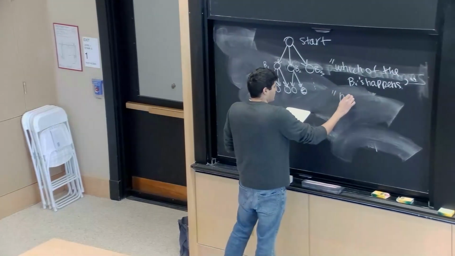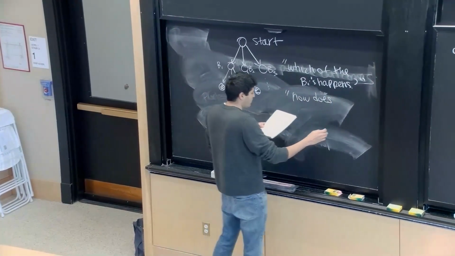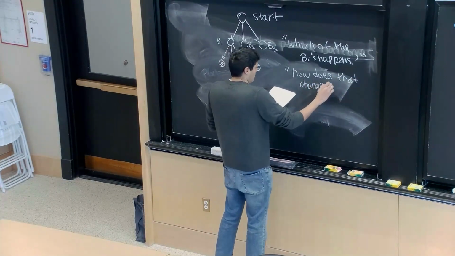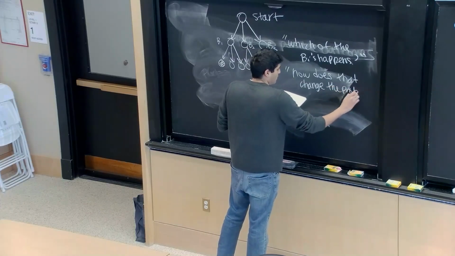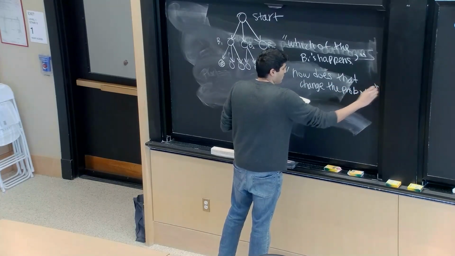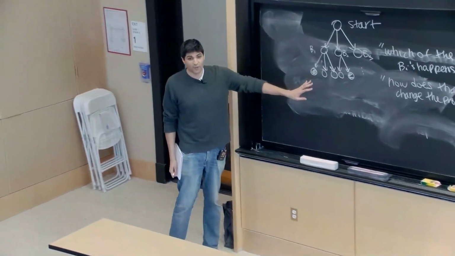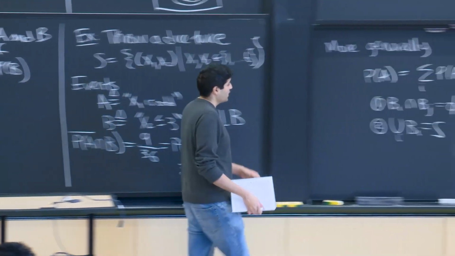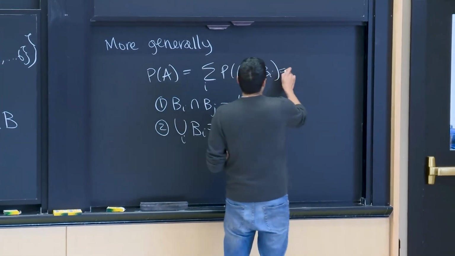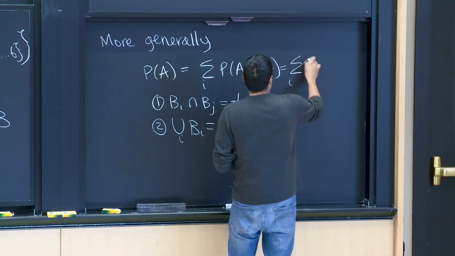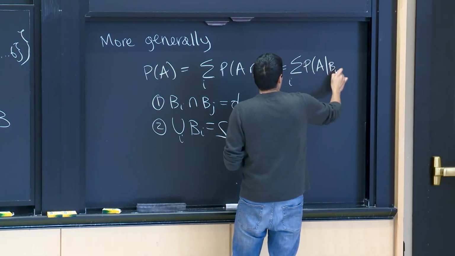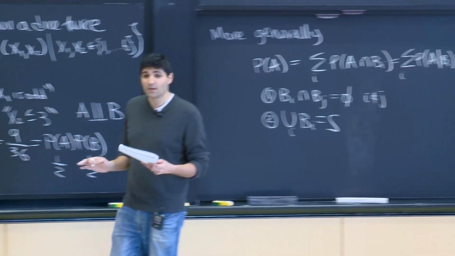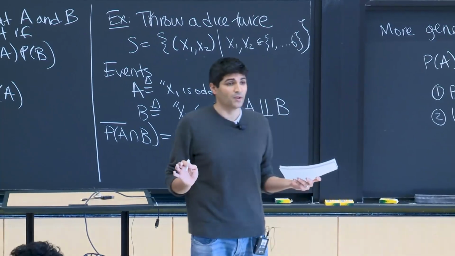And then what I can ask is, how does knowing that BI happens change the probability of A? So this is a nice way to visualize it, right? Because what's going on in here is you can write it out instead using conditional probability. Another equivalent way to do this is it's the sum over I of the probability of A conditioned on BI times the probability of BI. Literally nothing is happening here. I'm just using the definition of what conditional probability is.